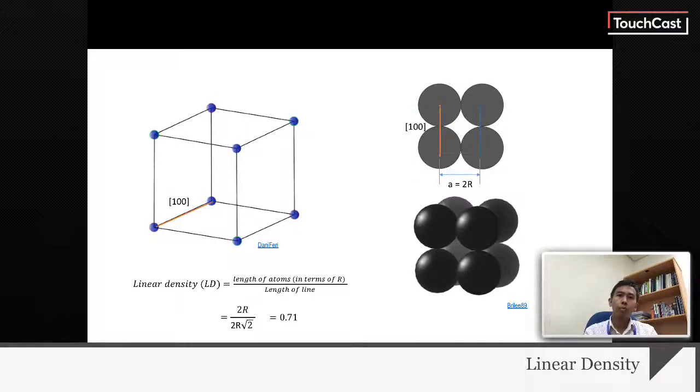The 100 direction in simple cubic has the highest linear density, where the LD value is 1. A direction with a linear density of 1.0 is called a close-packed direction. All crystal structures have close-packed directions. You should be able to determine which directions are close-packed for simple cubic, face-centered cubic, and body-centered cubic by looking at the hard sphere model.